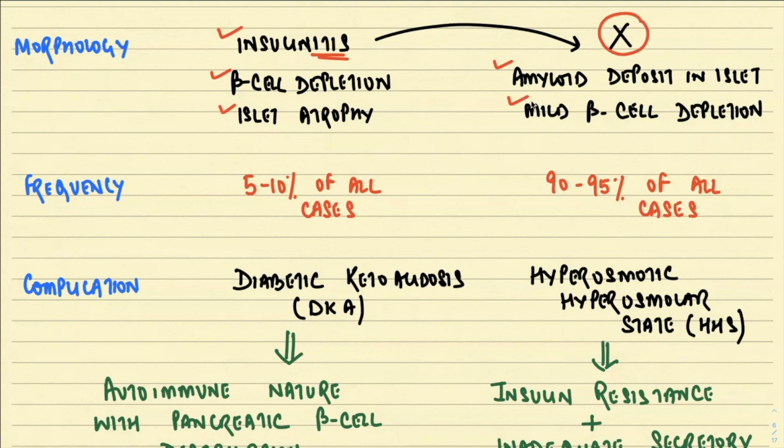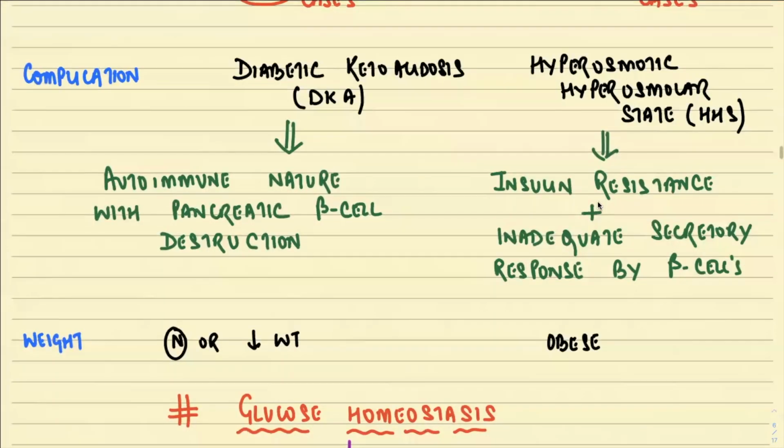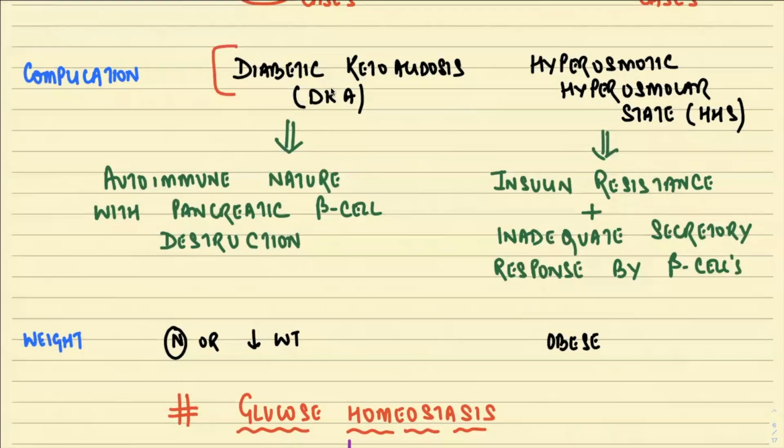Now the frequency: type 1 diabetes mellitus is less frequent, constituting 5 to 10% of all cases of diabetes, whereas type 2 is more frequent, constituting 90 to 95% of all cases. The more common complication in type 1 diabetes mellitus is diabetic ketoacidosis, that is DKA. Whereas in the other form, hyperosmolar hyperglycemic state or syndrome, HHS, is more common in type 2. Now, the weight of diabetics in type 1 is normal or decreased, whereas in type 2 you have obese individuals.